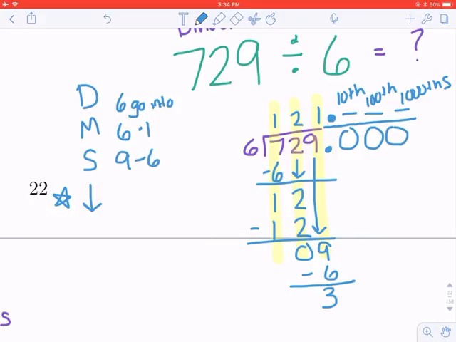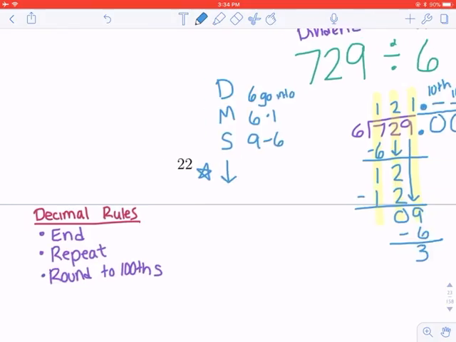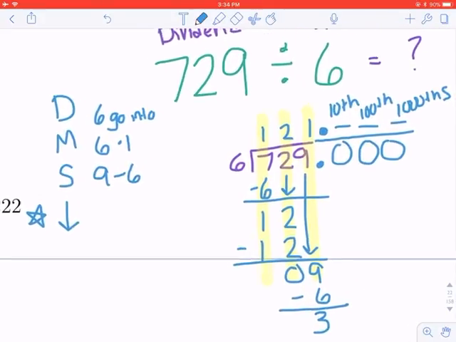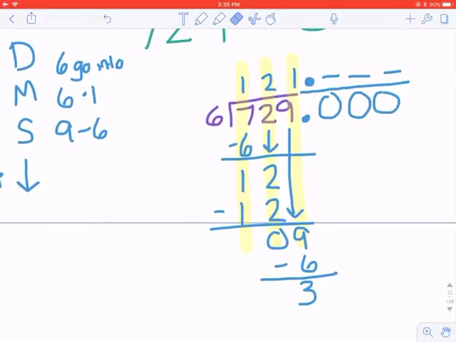After I solve to the thousandths place, I'm going to get an idea of if my decimal ends, if my decimal repeats, or if I need to round to the hundredths. Those were the decimal rules that we talked about earlier. I need to solve to the thousandths place in order to round to the hundredths place, because you need 3 digits in order to round it to 2 digits. So that's why we go out 1 place farther, so we can round it accurately. We might not need to round, it might end or repeat, but we'll see.